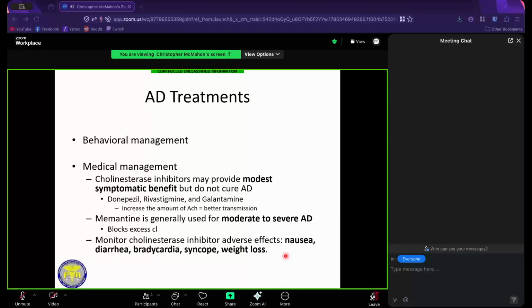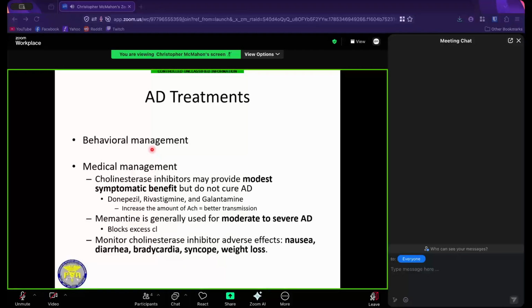How we actually treat these things, behavioral management, that's going to be like reorienting people to things that are around them, giving them cues, a lot of living things that you're not going to prescribe for them, but just the actual treatments is trying to keep them oriented to what's going on around them and giving them quality of life in the meantime.